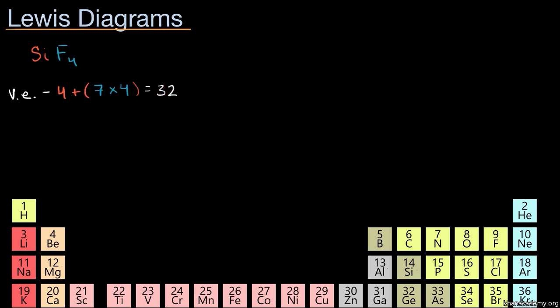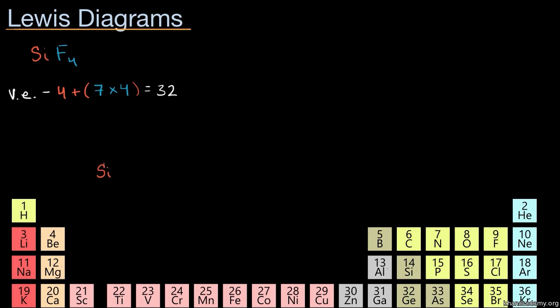Now the next step is to think about how these might be configured. As a general rule of thumb, we'd want to put the least electronegative atom that is not hydrogen at the center. We've talked about this before, but you can even see from the periodic table of elements that fluorine is actually the most electronegative element. And so we would at least try to put silicon at the center and make fluorine a terminal atom, something on the outside. So let's try to do that.